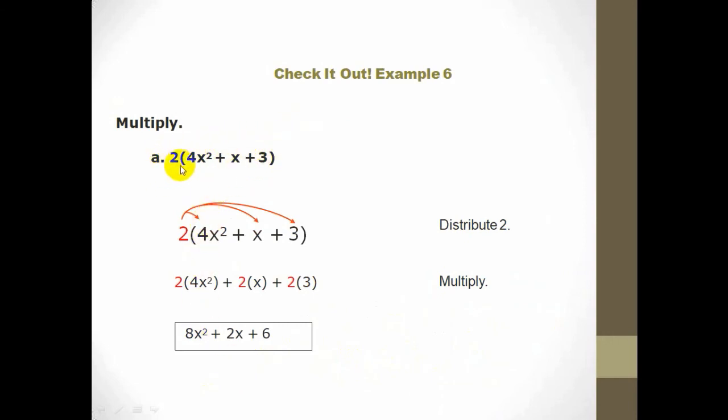Similarly, this one monomial on this polynomial: distribute 2 over 4x square, x and 3. So 2 times 4 is 8x square, 2 multiplied by x is 2x, and 2 times 3 is 6.